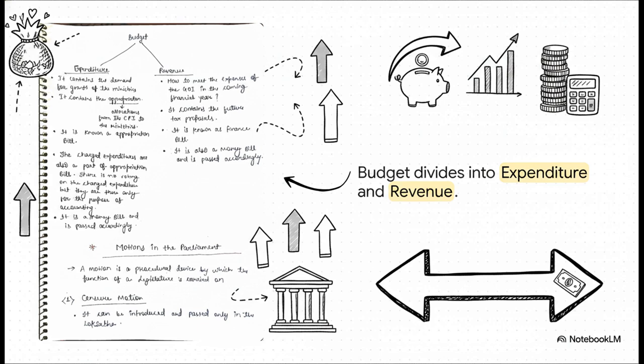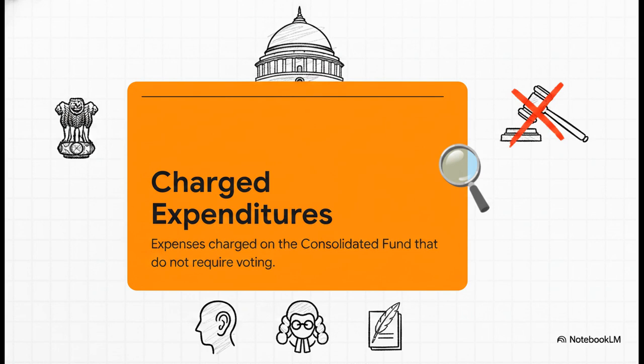On the flip side, you have revenue, which basically answers the question, how on earth do we pay for all this? This contains future tax proposals and is handled by the finance bill, which, by the way, is treated as a money bill. But here's the thing. Not every single expense is debated and voted on.